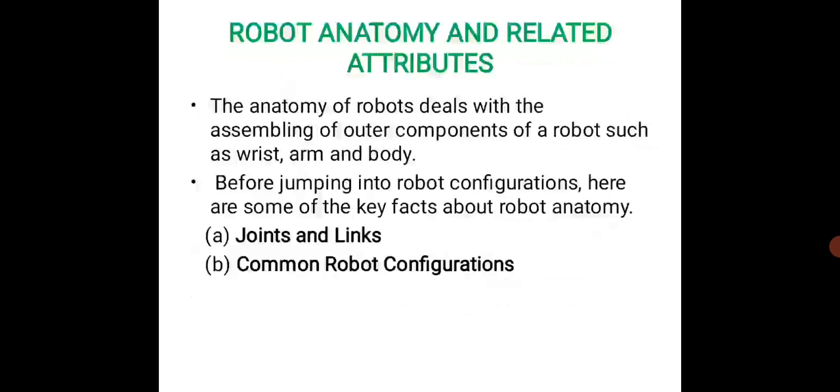Now, robot anatomy and the related attributes. When I talk about the anatomy of robots, it deals with the assembly of the outer components of a robot, such as the wrist, arm, and body. You can imagine ourselves. If I take a hand, we have a wrist, an arm, and fingers. Similarly, the very important components here are joints and links, and based on these, different configurations are made.